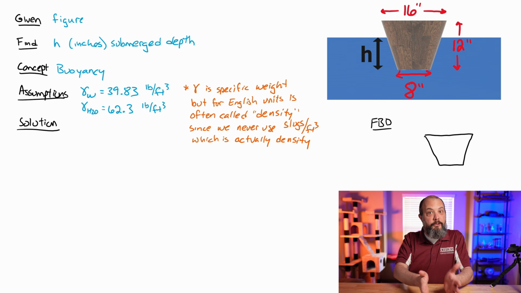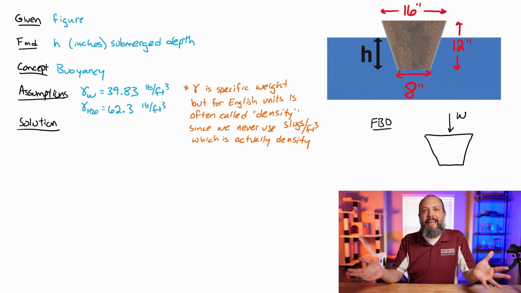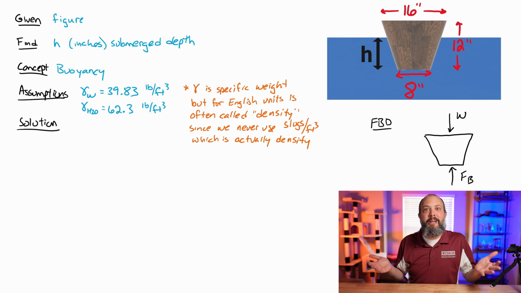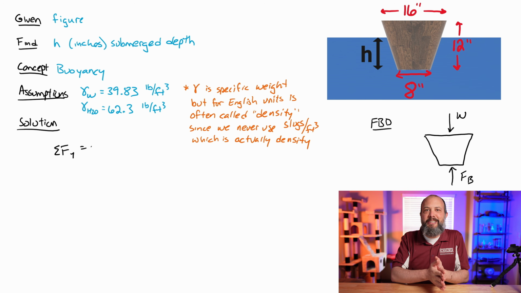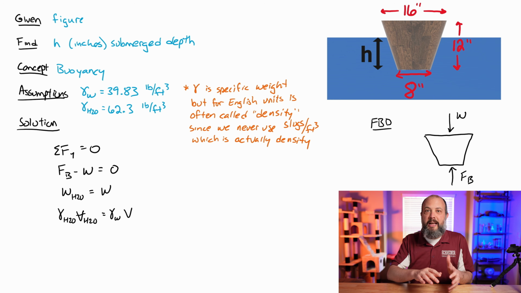Buoyancy is a force. Every force problem requires a free body diagram, so that's the first step. We draw a free body diagram. Weight of the wood is pointed downwards, and the buoyancy force due to the water being displaced is pointed upwards. A sum of forces in the y direction gives us the buoyancy force minus weight equals 0. And the buoyancy force is equal to the weight of water displaced, so we've got the weight of water is equal to the weight of the wood. And then we'll replace weight with specific weight times volume.